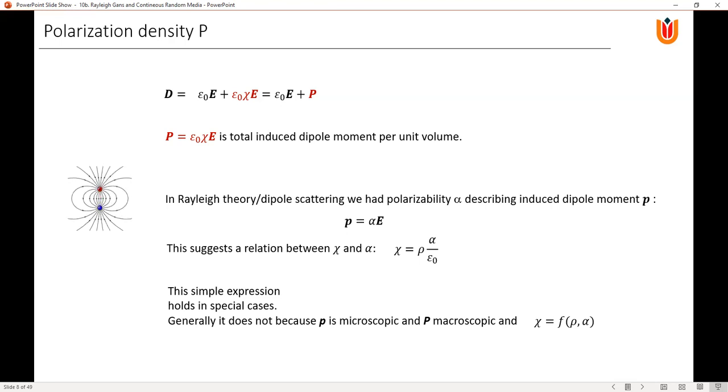If you now look in the Rayleigh theory, or in dipole scattering, there was also this deliberately small p, or the dipole moment, sorry, that was proportional to the polarizability in any field. So it is an expression that is similar to the one for the bulk.